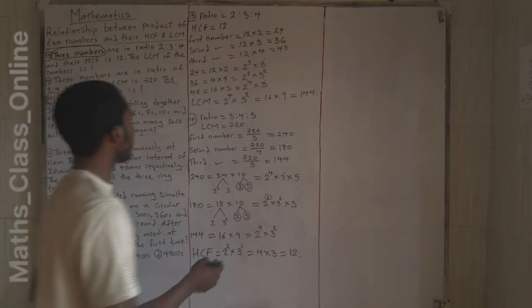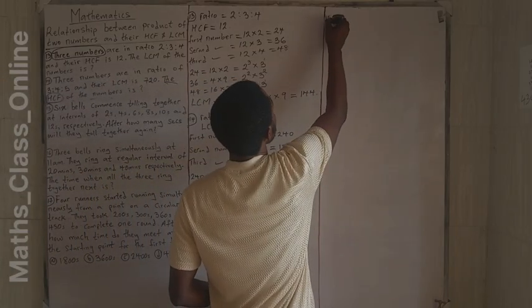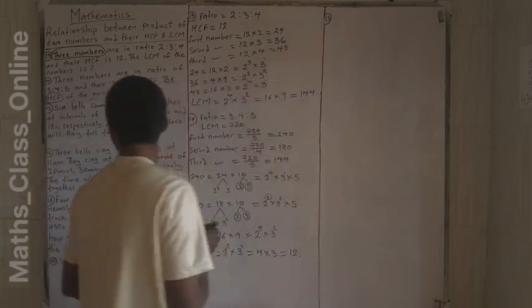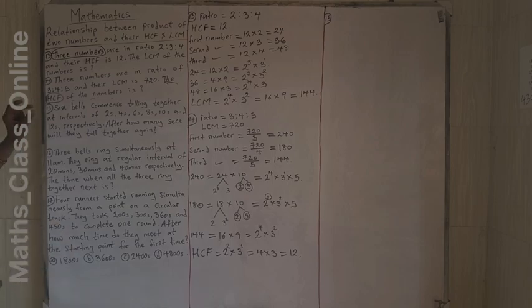Example 15. We have 6 bells that commence tolling together at intervals of 2 seconds, 4 seconds, 6, 8, 10, and 12 seconds respectively. After how many seconds will they toll together again?